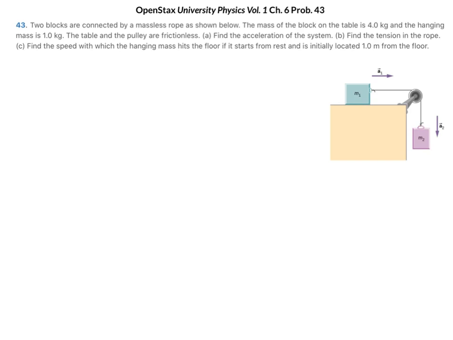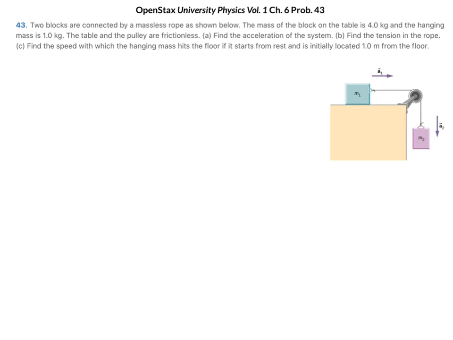Let's look at OpenStax University Physics Chapter 6, Problem 43. Two blocks are connected by a massless rope as shown below. The mass of the block on the table is 4 kilograms and the hanging mass is 1 kilogram. The table and the pulley are frictionless.